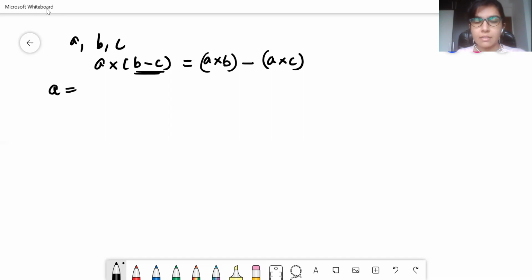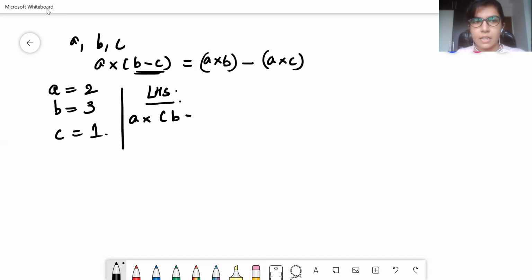Now, let's quickly take three values of A, B, C to prove this. Let's take A as 2, B as 3 and C as 1. Let's solve my LHS part. LHS is A into B minus C. Putting these values in, I get 2 into 3 minus 1, so it will be 2 into 2, which is 4.